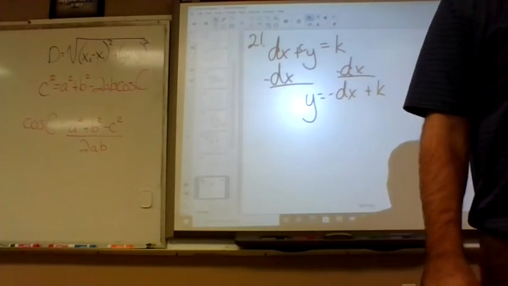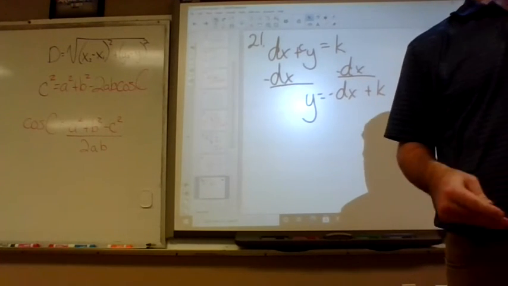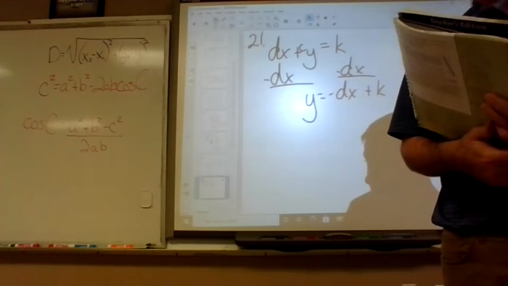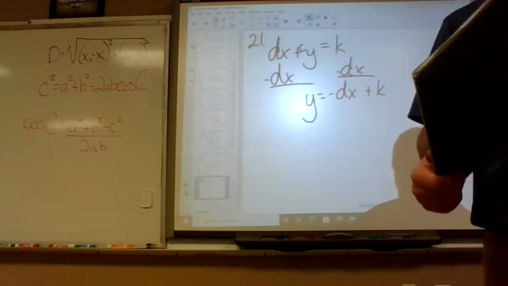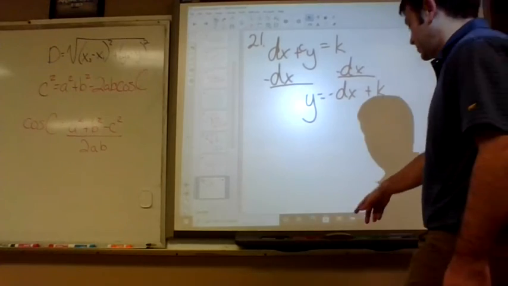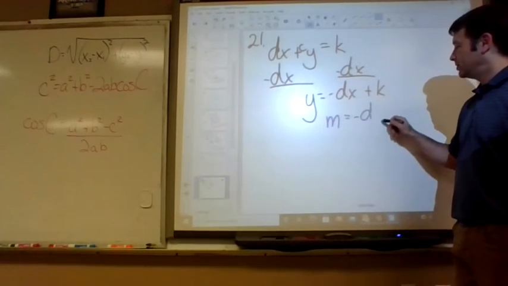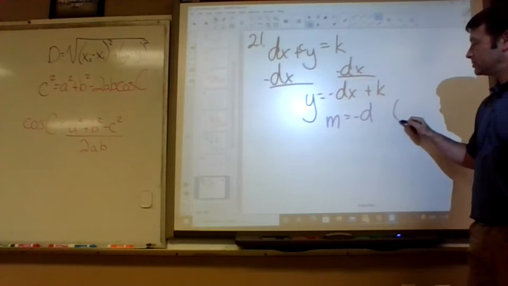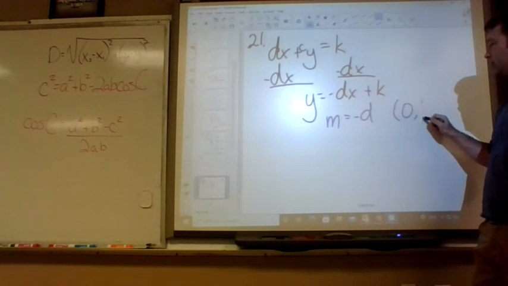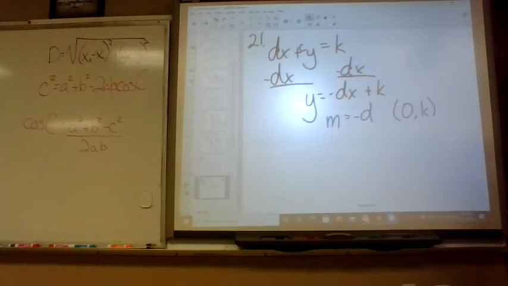Okay, 21. This is kind of combining what we just did with actually graphing it. 23. Wait, you now need the n. What do we do for slope and line? Oh yeah, I forgot that. What's the slope on this one? Negative d. And what's the y-intercept? 0, k. Yeah, okay.